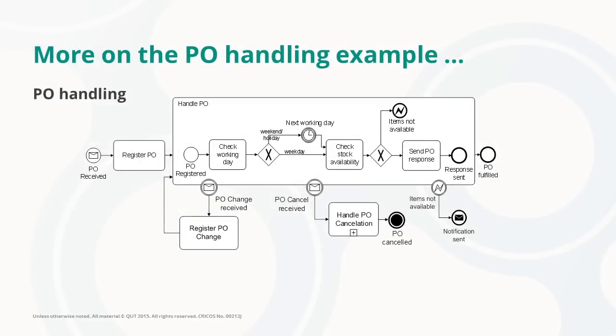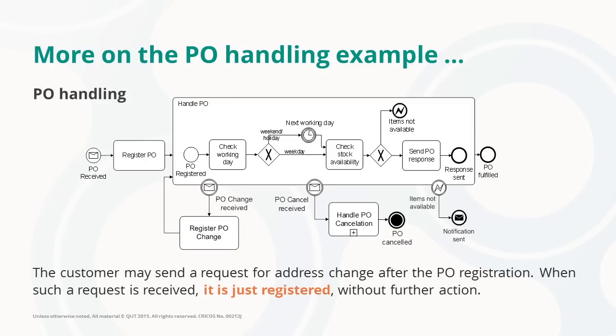Let's come back to our purchase order handling process and let's assume that now we have a new requirement. The customer may send a request for address change after the purchase order registration. When such a request is received, it is just registered without further action. We can observe that this is sort of an exception to the normal flow, but is different than all others.